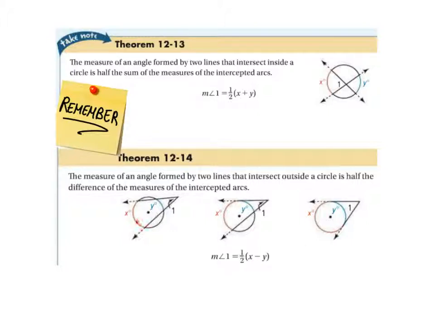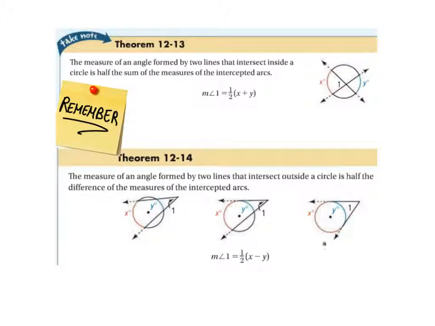Now, you do always want to take the bigger arc and subtract the smaller arc. Now, the picture shows two secants. It also works with tangents. So if this is a secant and there's a tangent, it still creates these two arcs. So the rule here still applies. Or even if it's two tangents, it definitely can still create two arcs.